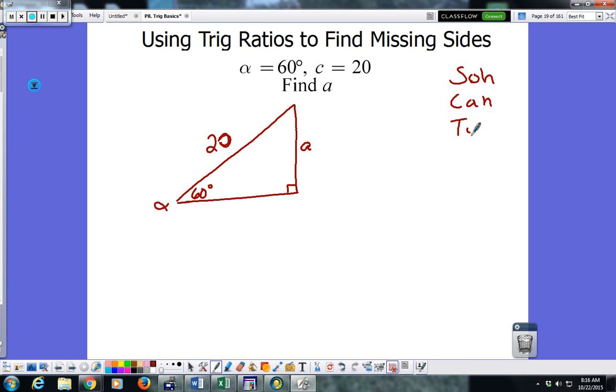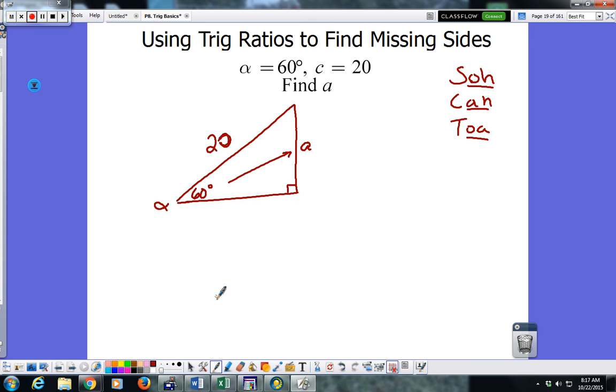SOHCAHTOA. Step number 1, determine what type of problem you have here. Do I have a sine problem, a cosine problem, or a tangent problem? Here's how you determine that. First off, these O's, H's, and A's have absolutely nothing to do with angles. They're dealing with the side lengths. If given a 60-degree angle, this would be my opposite side, and since this is across from the right angle, this is the hypotenuse. I'm dealing with the opposite and the hypotenuse.